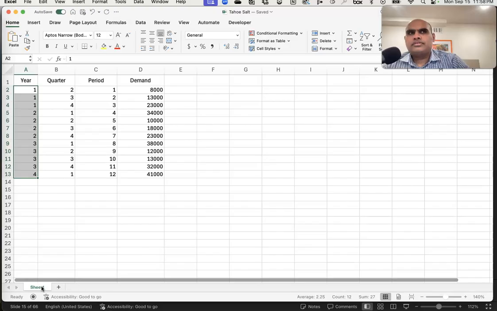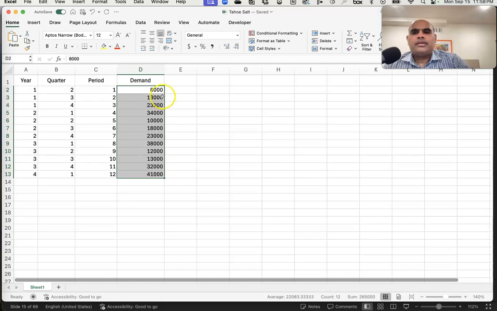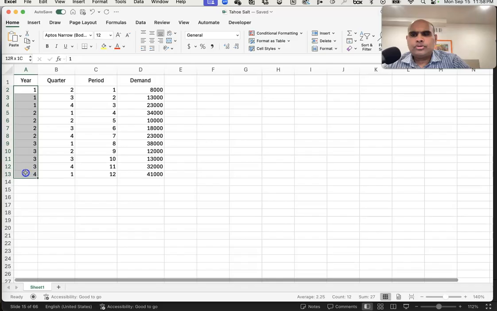Tahoe Salt sells rock salt to retailers in the Tahoe area. And the demand that you see here is demand for bags of rock salt. These are large bags of rock salt. And you see demand for the last 4 years. You'll notice that we don't have demand for year 1, quarter 1. It starts in year 1, quarter 2. Then we go to year 1, quarter 3, year 1, quarter 4. So it's here by quarter. But we also have demand for year 4 and quarter 1.